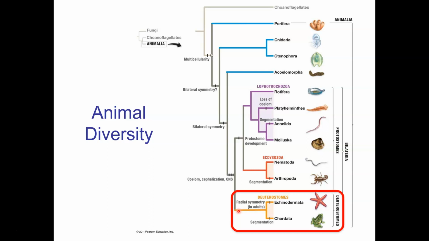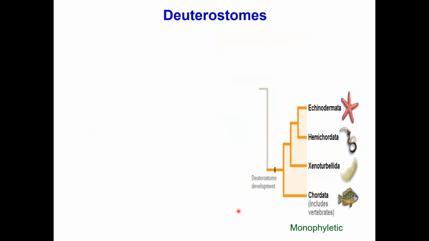There are two groups that we are going to talk about among deuterostomes: echinodermata and chordata. Chordata includes us, and echinodermata includes starfish and that particular group. Okay, moving on. Deuterostomes, which include echinodermata, are monophyletic because they include all the branches emerging from this particular deuterostomic ancestor that shows deuterostomic embryonic development.